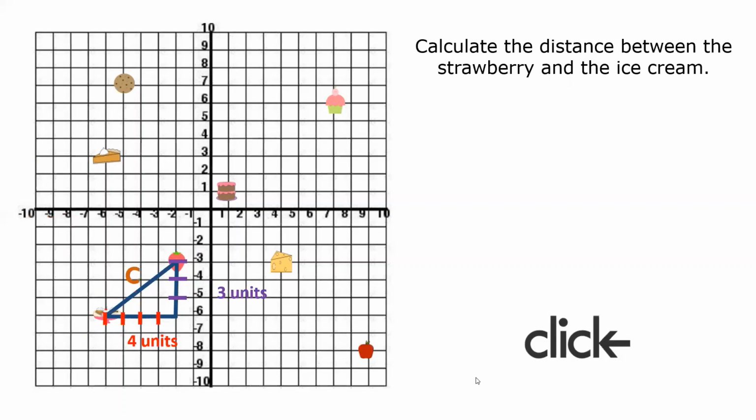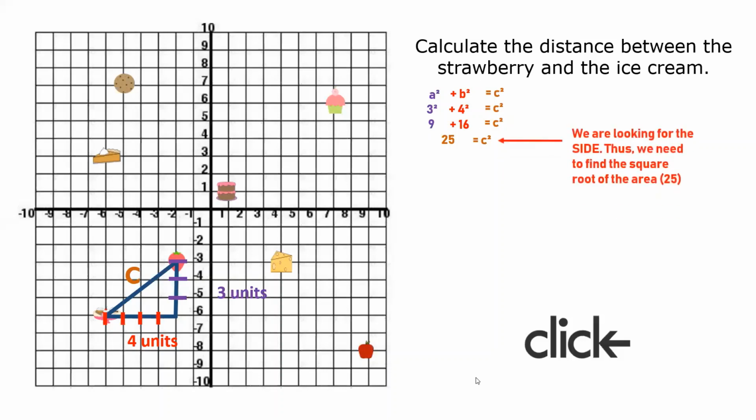We are missing the c side. A squared plus b squared equals c squared. We will substitute the variables with the values that we found. 3 squared plus 4 squared equals c squared. 3 squared is 9, 4 squared is 16, and the sum of those will equal c squared. 9 plus 16 is 25 equals c squared.